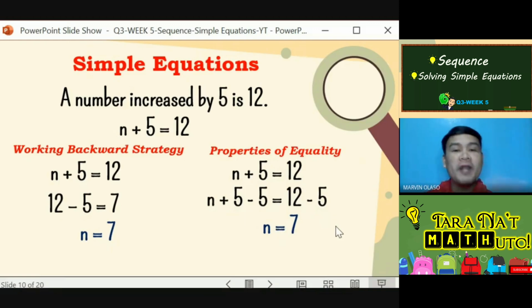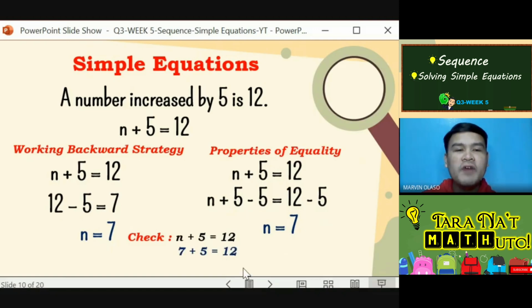Now, if you want to check, parehas ang sagot natin, no? Para mas maging makasiguro pa tayo, let us check the answer by following again the equation. N plus 5 equals 12. So, applying or substituting now the value of 7.